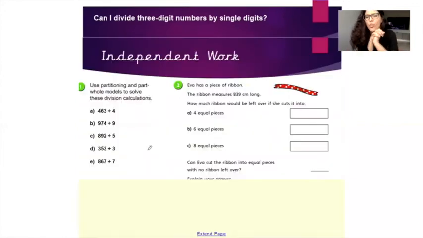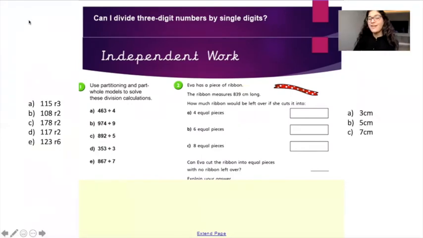Here is your independent work to do now. You've got part 1, which is to use partitioning and part-whole models to solve these division calculations, and then part 2, which is a worded question. Now remember, if you have your own method, if you've been using your own method up until this point and you've been getting the correct answer, then please continue to use them. This is just a couple of ways that I've thought to teach you, but that doesn't mean that you can't use your own as well. Definitely do. As long as you feel comfortable with doing division, I don't mind which method you use. So have a go, pause this video, and then when you unpause, you will see the answers.